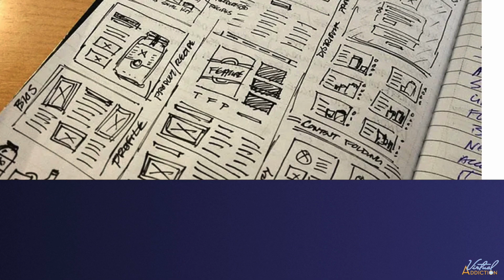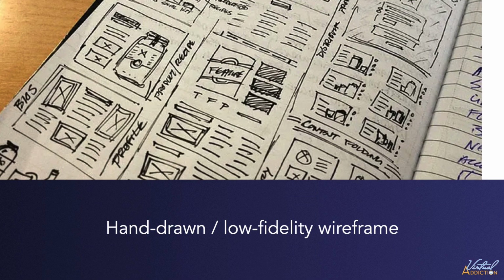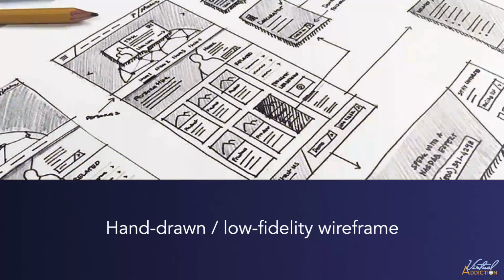This is a hand-drawn low-fidelity wireframe. We use boxes for sections. A box with an X through it typically represents an image. Scribbled lines represent text, and sometimes we'll use labels such as nav, hero, or footer. The key takeaway here is simple. Wireframes don't have to be pretty to be useful.